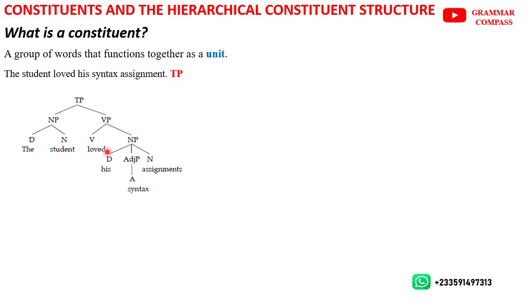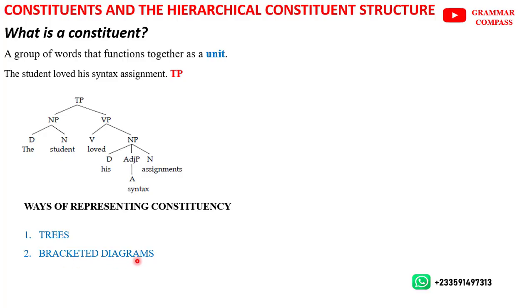This is one of the most popular ways to represent constituents in English grammar. We call it the tree diagram. But that is not the only way to represent constituents in a sentence. Apart from using trees, you can also use bracketed diagrams to represent constituents. Instead of representing constituents like this, we can use squared brackets to represent constituents. Let us see how to use that.